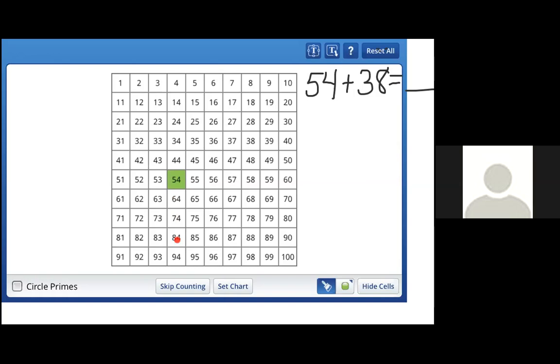Now I need to count on 8 ones. 1, 2, 3, 4, 5, 6. Uh-oh, I have to make that return sweep to the next column. 7, 8. 54 plus 38 is 92. That's the sum of those two numbers. Again, I had to make that return sweep from 90 over here to 91, and I had to really be careful to make sure I ended up on the right row.